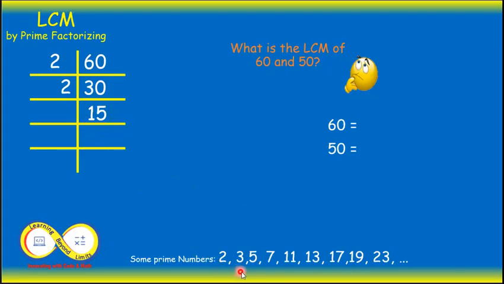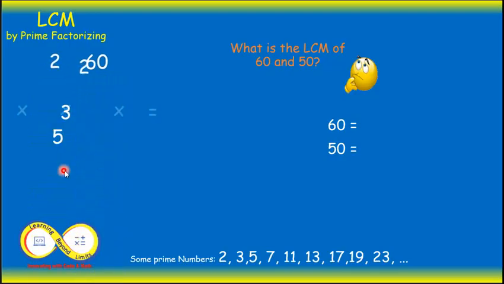Can 3 go into 15? Yes, it can. 5 times. So we're now working with 5. And we're going back to look at, can 2 go into 5? No, it can't. Can 3 go into 5? No, it can't. Can 5 go into 5? Yes, 5 can go into 5 1 time. So these are our prime numbers, and we have prime factorized 60 using these numbers. So 2 times 2 times 3 times 5 would give us 60. There we go. That would give us 60.